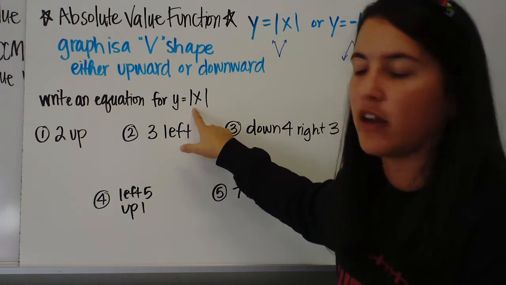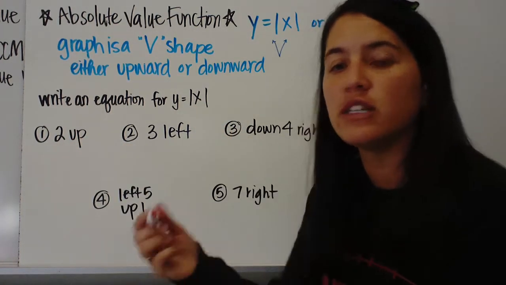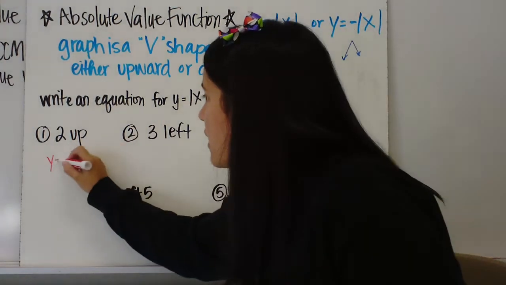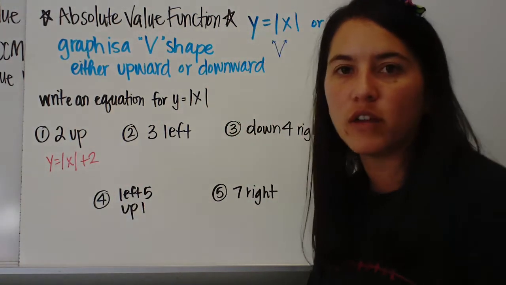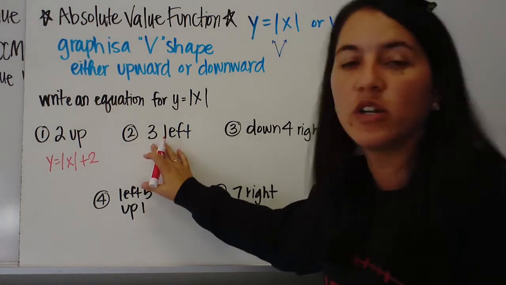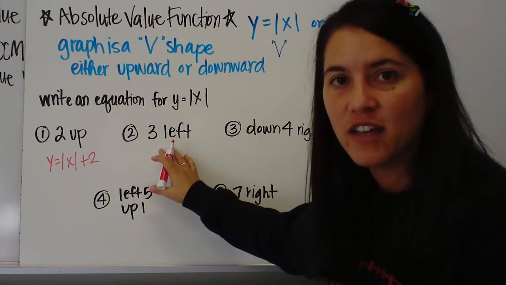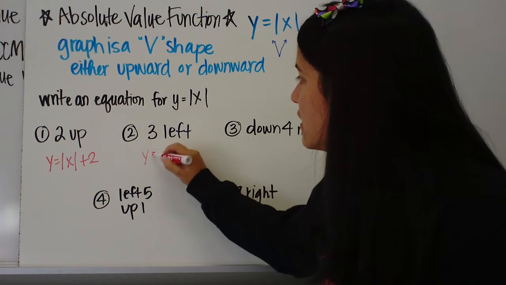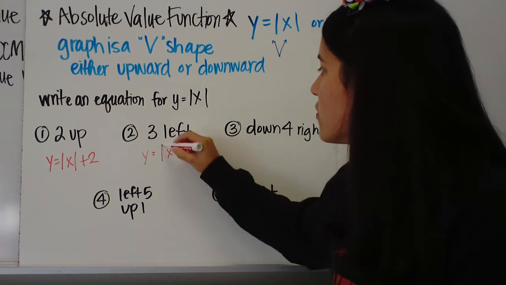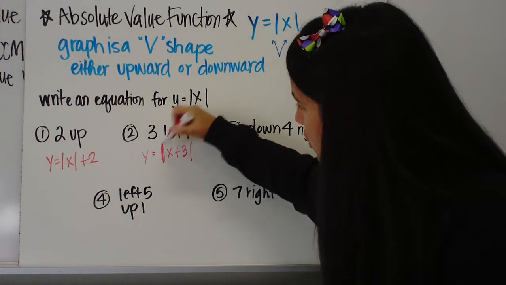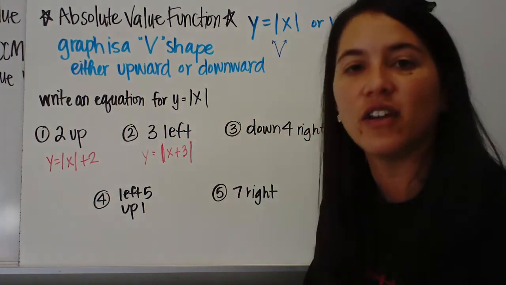Y equals absolute value of x. If we want to shift it 2 units up, that means we do a plus 2 on the outside. We want to shift it 3 units left. That's going to go on the inside, and because it's left, we actually need to add 3. So in this part, you use your absolute value bars kind of like your parentheses.